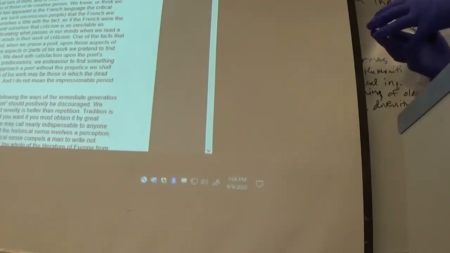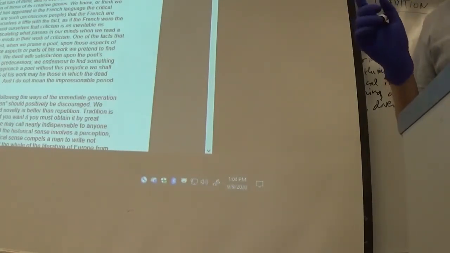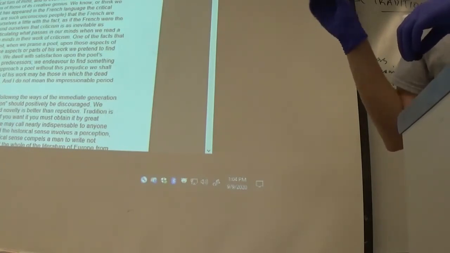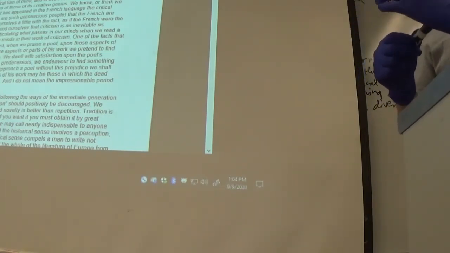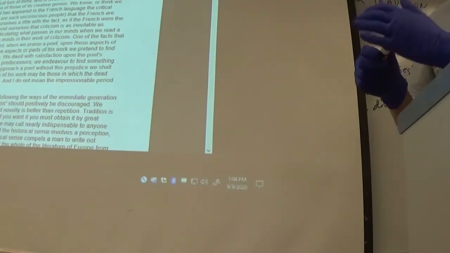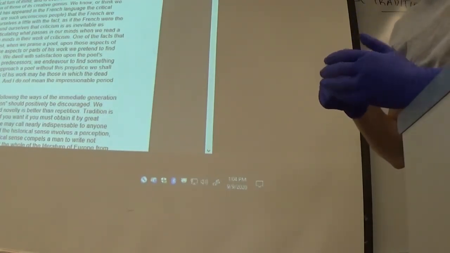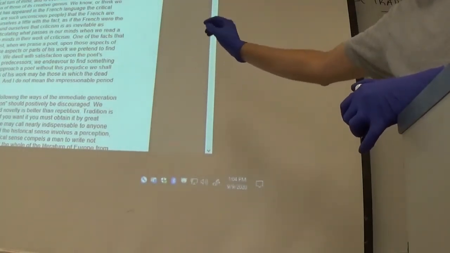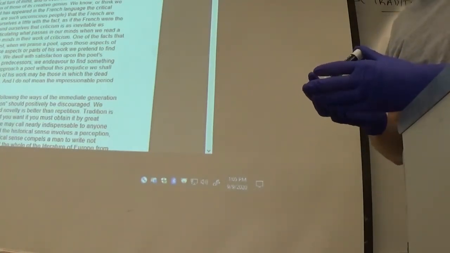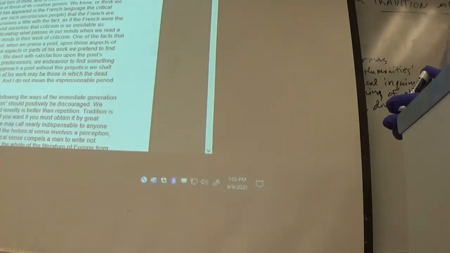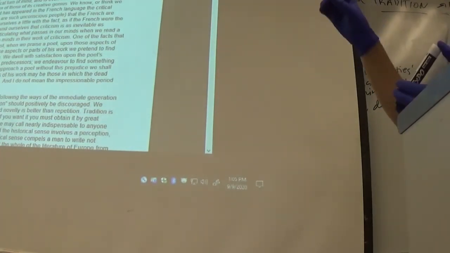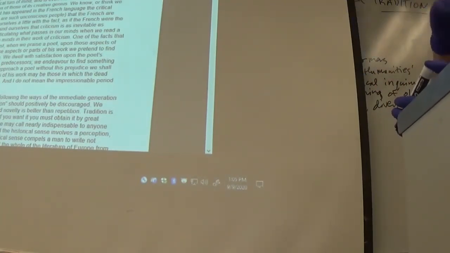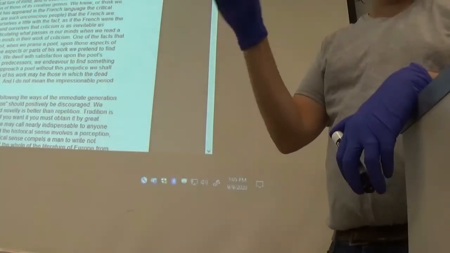"One of the facts that might come to light in this process is our tendency to insist, when we praise a poet, upon those aspects of his work in which he least resembles anyone else. In these aspects or parts of his work, we pretend to find what is individual, what is the peculiar essence of the man. We dwell with satisfaction upon the poet's difference from his predecessors, especially his immediate predecessors. We endeavor to find something that can be isolated in order to be enjoyed. Whereas if we approach a poet without this prejudice, we shall often find that not only the best, but the most individual parts of his work may be those in which the dead poets, his ancestors, assert their immortality most vigorously. And I do not mean the impressionable period of adolescence, but the period of full maturity."